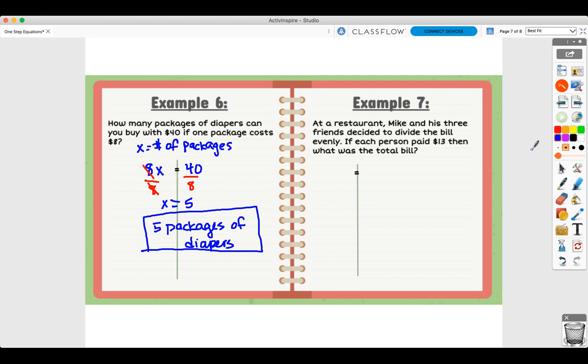At a restaurant, Mike and his 3 friends decide to divide the bill evenly. I mean, you have a keyword right there. Divide the bill evenly. If each person paid $13, then what was the total bill? So we know we got a division here, and you're dividing by, instead of divide the bill evenly. So, and they paid $13.